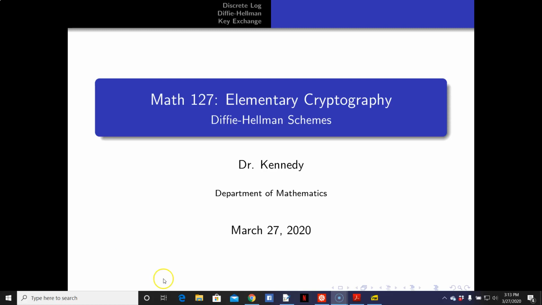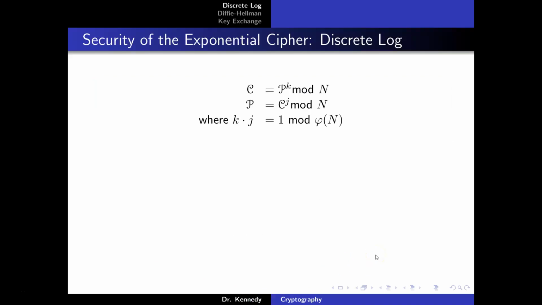All right, last class we saw the exponential cipher. Okay, the idea behind the exponential cipher was reasonably straightforward. We fix a modulus n, which should hopefully be very large and prime or close to it. And then we choose one number, k, which is going to be our encryption key. And we choose it so that it is invertible modulo the Euler phi of n. All right, so we find k and we find its inverse j.